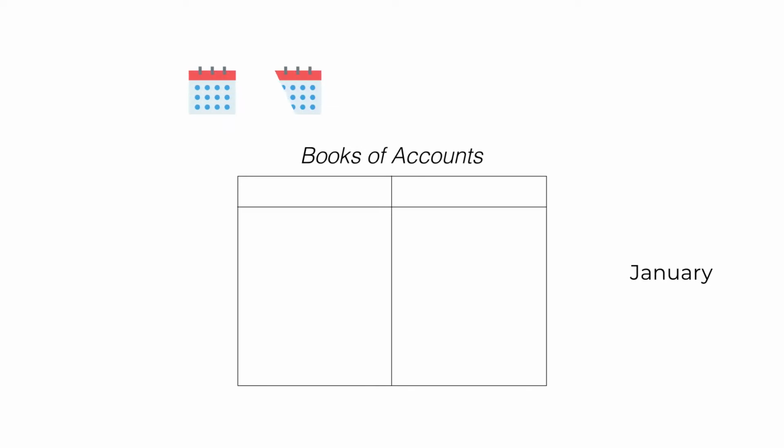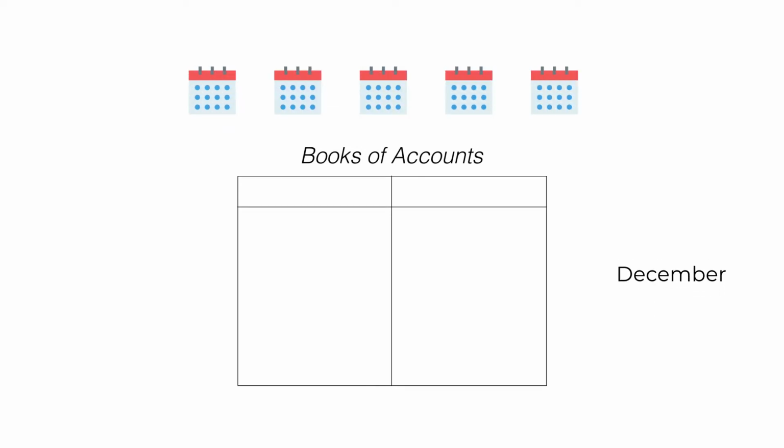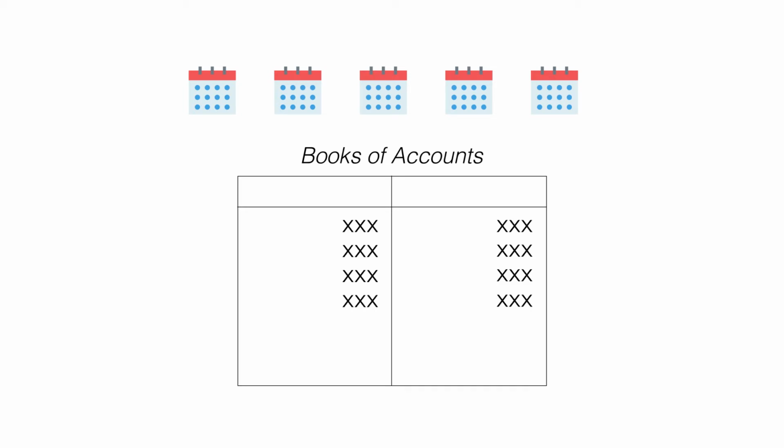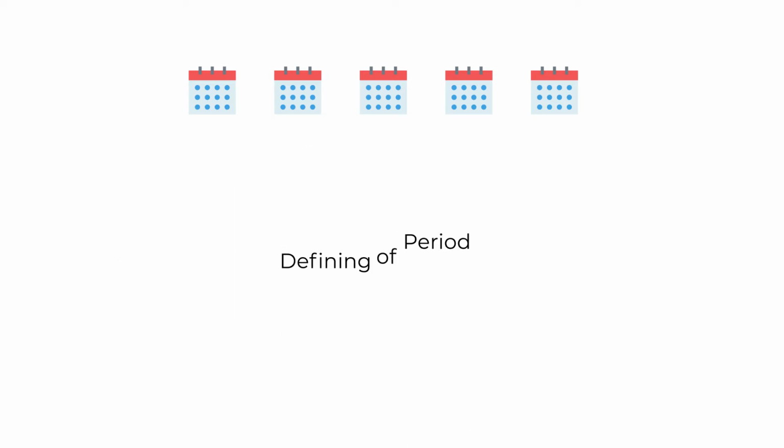There is a need for defining a particular amount of time after which a company's books of accounts are supposed to be prepared. Here, when I say books of accounts, I mean the statement of profit and loss or cash flow statements, etc. Now, this defining of period is done for several reasons. I'll discuss the most important one.